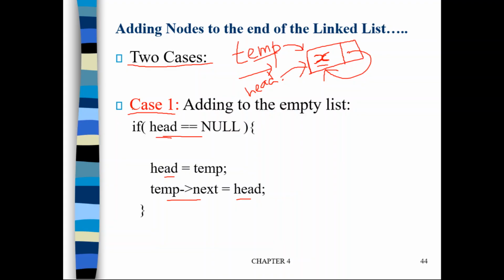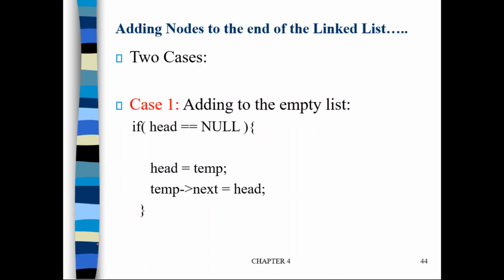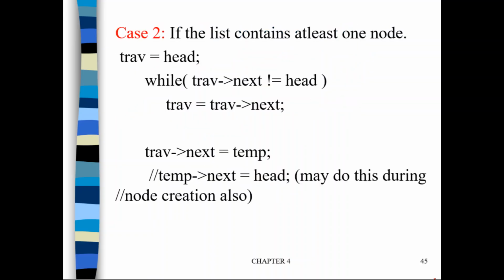So this is case 1. What is case 2? If you want to add a new node and this new node is not the first node, then case 2 will come under the else part. Case 1 is the if part, the else part will be case 2. Else this should be done if the list contains at least one node. If the list contains at least one node, then how should we add?